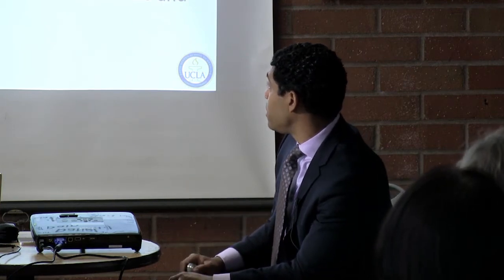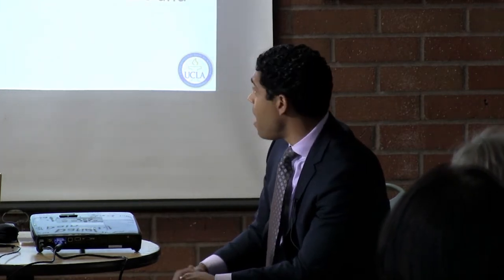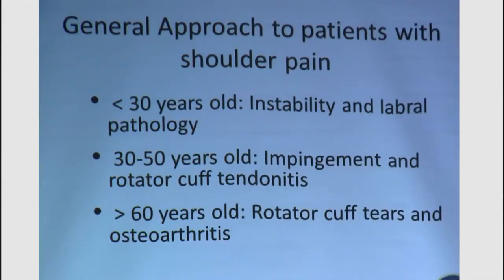My general approach to patients with shoulder pain is, this is how I lump them together in a generalized fashion. When patients less than 30 come into my office with shoulder problems, it's usually an issue with instability and pathology of that labrum that I was talking about earlier. For patients 30 to 50, it's usually an issue with subacromial impingement, and we'll dive into that a little bit deeper as well. Rotator cuff tendinitis can be a result of subacromial impingement, and patients greater than 60 years old tend to come in with real rotator cuff tears. So not irritation of the rotator cuff like tendinitis, but actual tears themselves that sometimes need to be fixed with surgery.